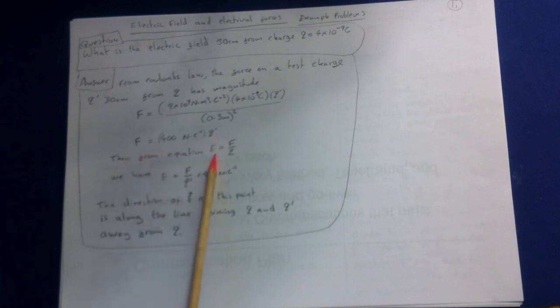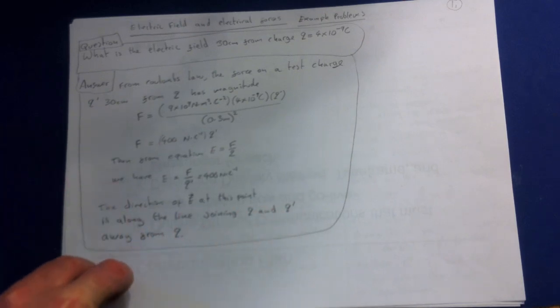Then from the equation E equals F over q, we have that the field equals 400 newtons per coulomb. So that's the field. The direction of E at this point is along the line joining Q and Q dash, away from Q. So that's just a really quick, easy problem. We're going to do another one now.